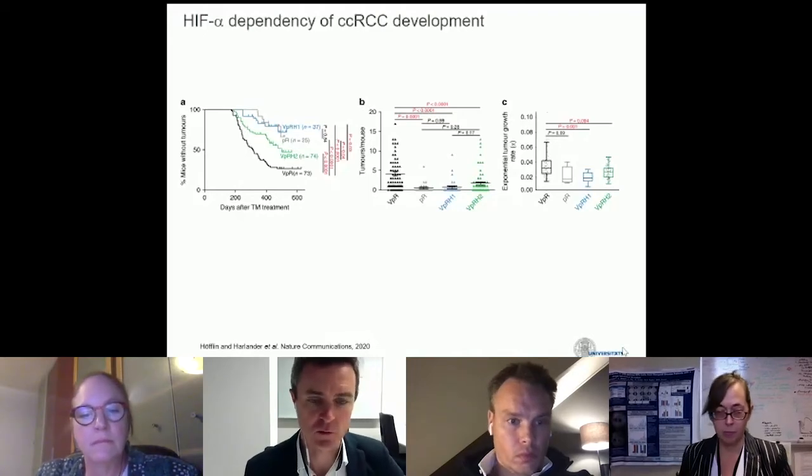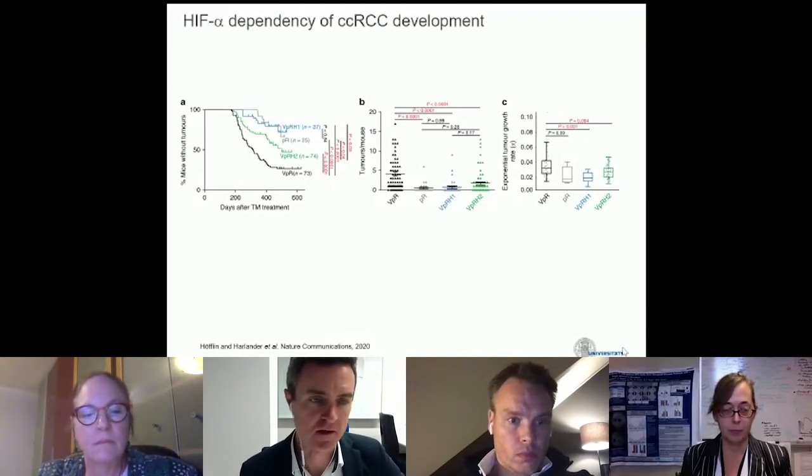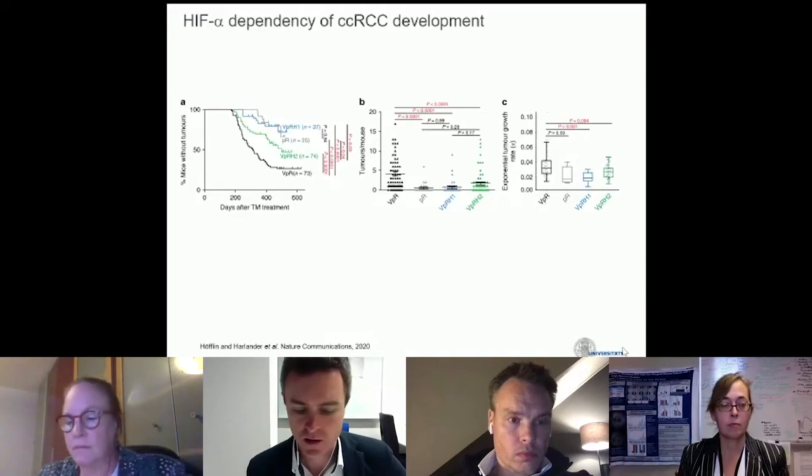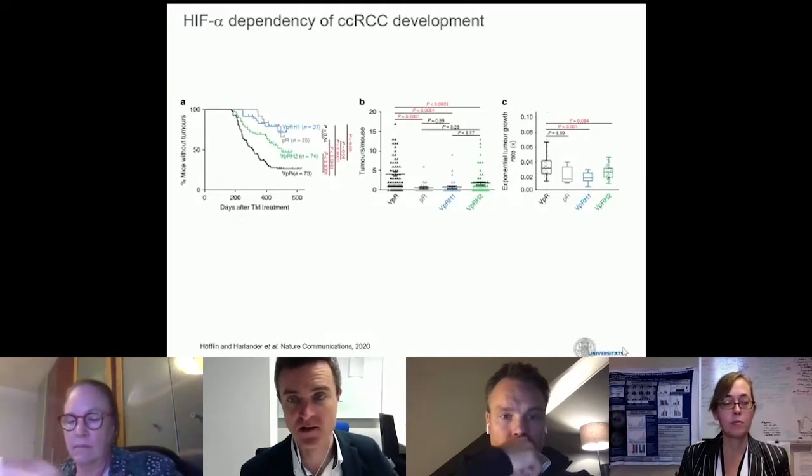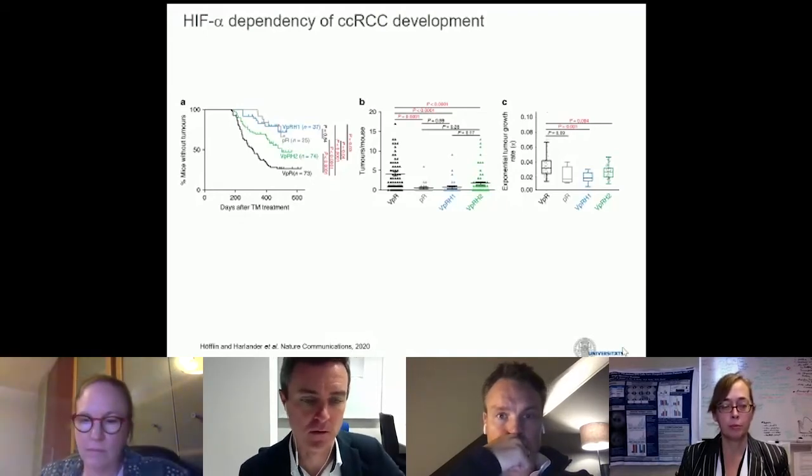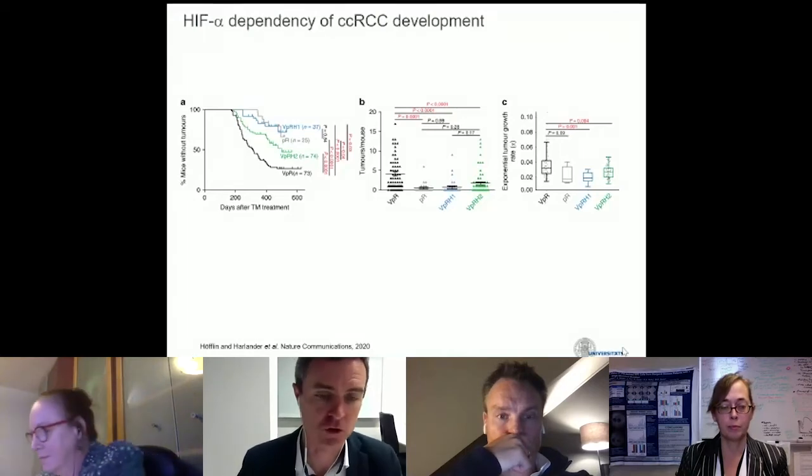So this was really somewhat surprising in a way, at least in this genetic background. HIF1 seems to be the gene that is really most necessary for the evolution of tumors, right from the very first day, if you like, of tumor formation.